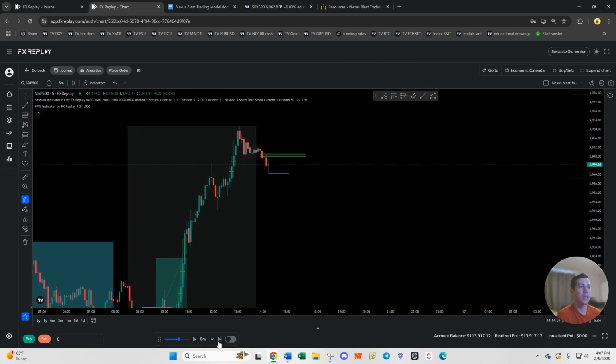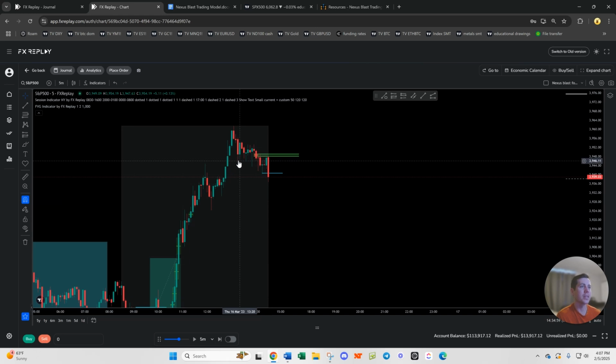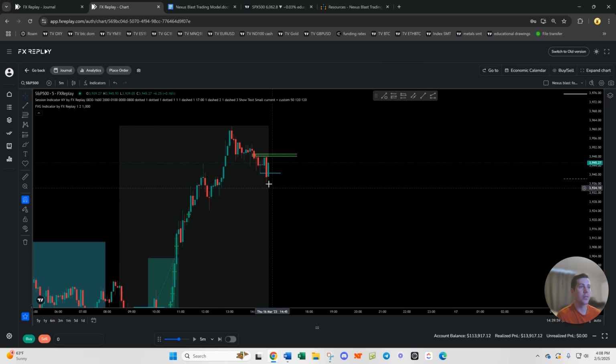So we do eventually get a break of structure, and this is kind of a unique case. You can see here we were making lower lows, but they were all wicks. So I didn't really classify this as a break of structure until this most recent wick low, where price actually closed below it. So we've got a break of structure.